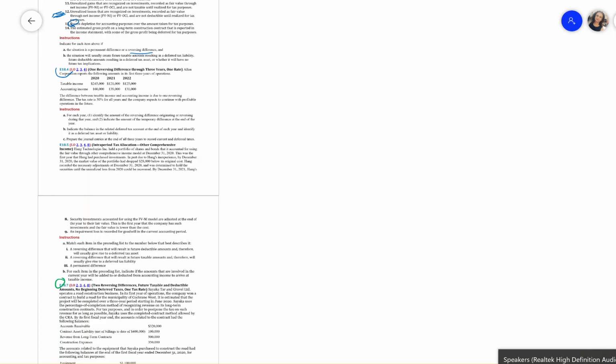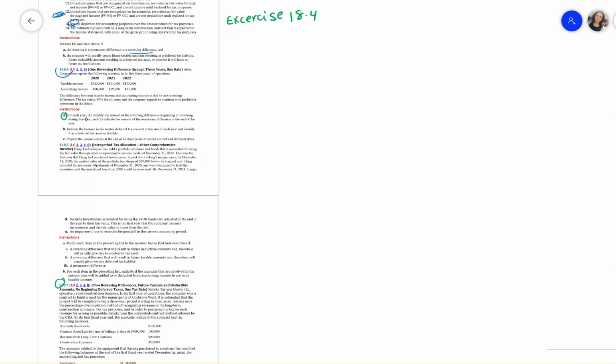So the next question that we need to work on for today's lecture is 18.4. So we're going to work on exercise 18.4. Let's read the question and see what the question is asking us to do. I always read the instructions first before I read the question.